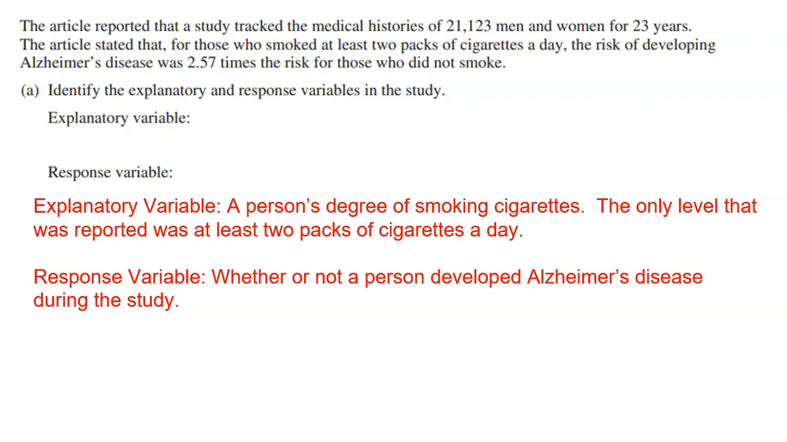The response variable is whether or not a person developed Alzheimer's disease during the study. So what they were looking at in the end was, did smoking have an impact on Alzheimer's disease? So smoking is the explanatory variable, and developing Alzheimer's disease is the response variable. Be careful. A lot of kids will think, oh, I know the answer, and just put one word, smoking, one word, Alzheimer's. Please make sure you write in full sentences and do a little bit of describing in terms of what these variables are. Don't just put one-word answers.